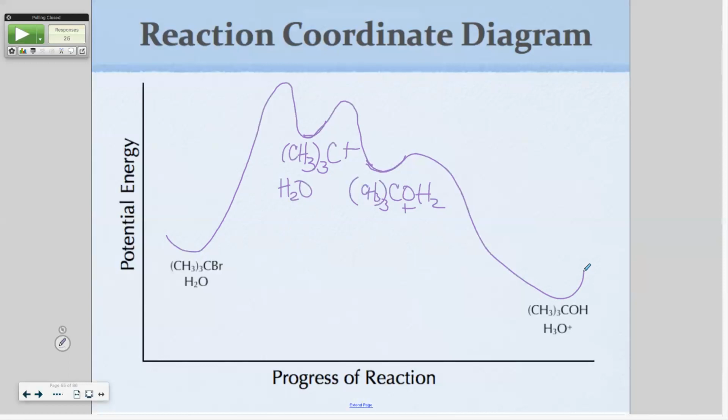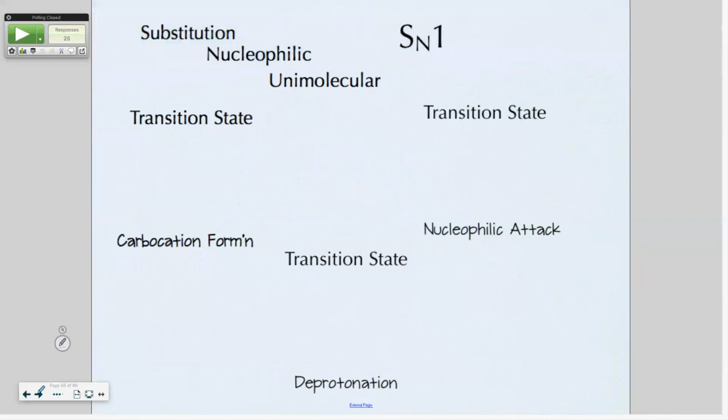So we have how many steps? So how many transition states do we have? 3. It matches. There's 1 at the top of every one of these. So we're going to draw all 3. Here's the transition state for carbocation formation. So we have t-butyl and we have this, I'll just use the eraser.